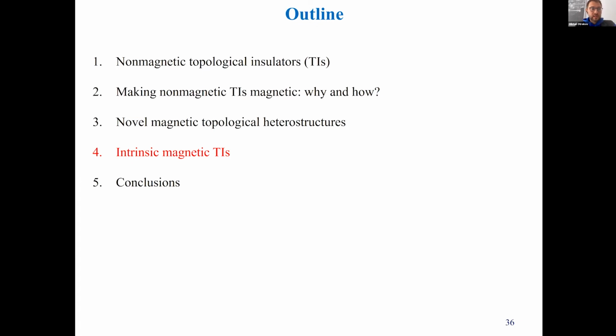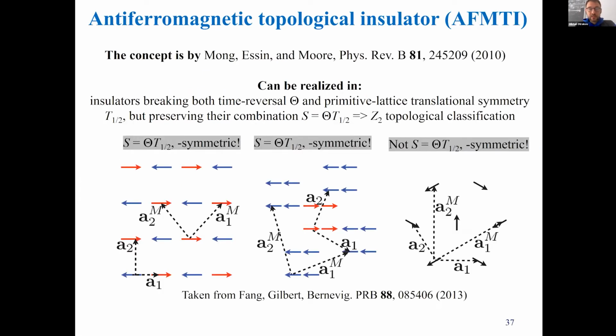Now, intrinsic magnetic topological insulators. Let's start with an antiferromagnetic TI. The concept of it was first introduced in 2010 by Mong, Essin, and Moore. It can be realized in insulators breaking both time reversal and primitive lattice translational symmetry, but preserving their combination, which gives rise to the Z2 topological classification.